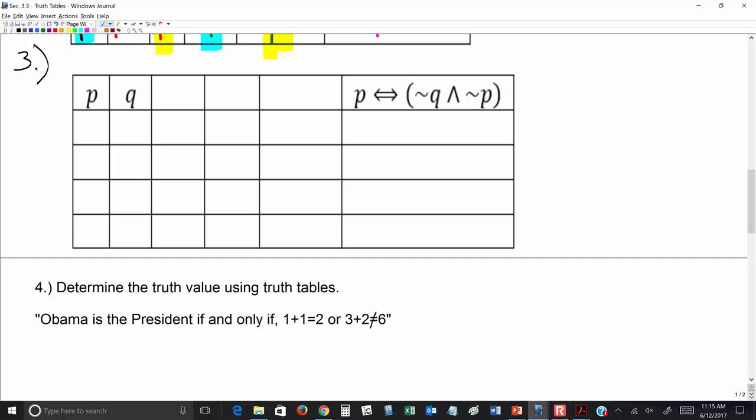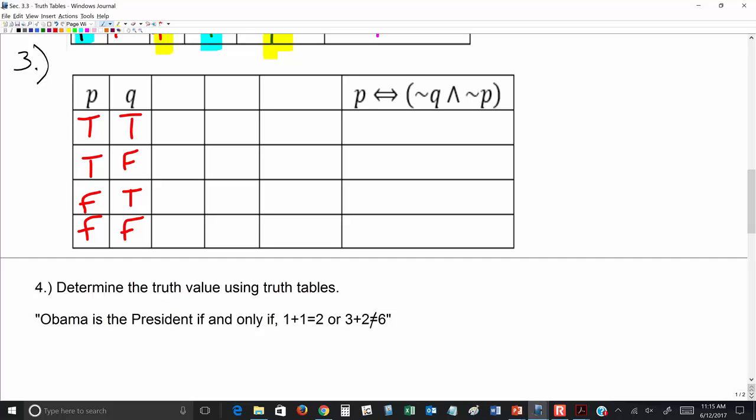So number 3, okay, I just have the P and the Q for this one. So for P, I'll do T, T, F, F. And then for Q, I'll do T, F, T, F. Okay. And then, let's see.